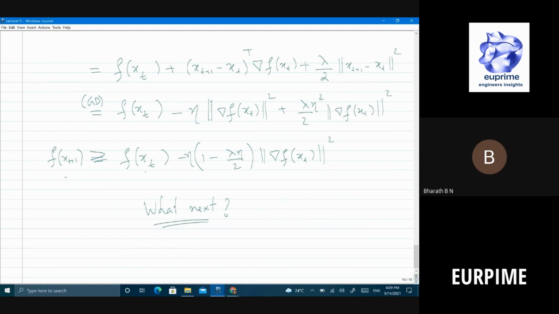Then we invoke the GD step. So xt plus 1 minus xt is nothing but negative eta times the gradient, right? So I just substituted the gradient here. Gradient transpose gradient is again the norm squared of the gradient. Remember, gradient is a vector. And you have lambda eta squared by 2 here. So essentially what we ended up getting was this equation here. Let me write this equation.